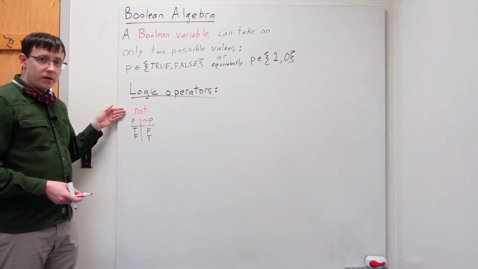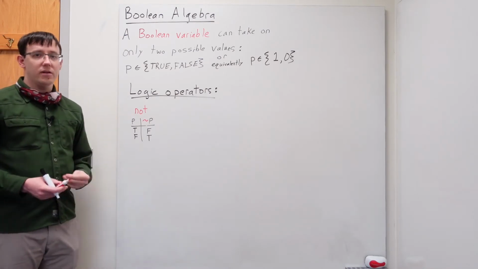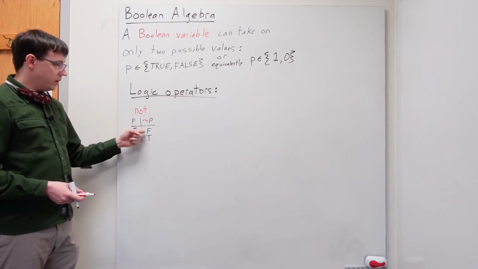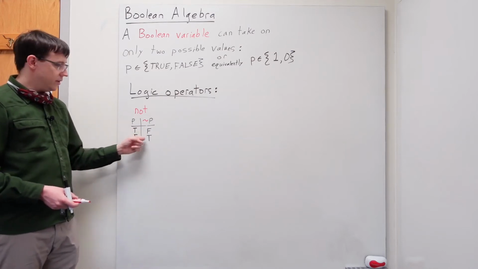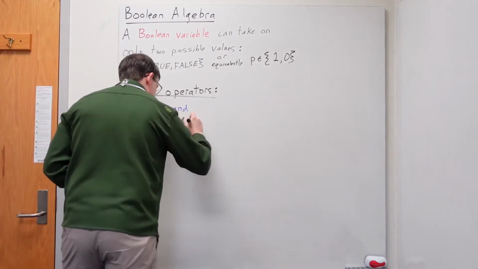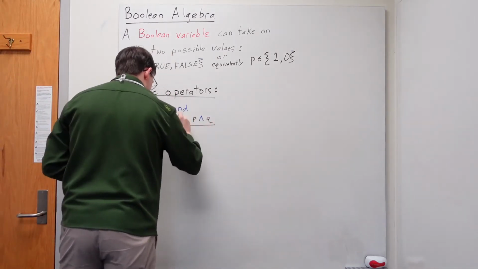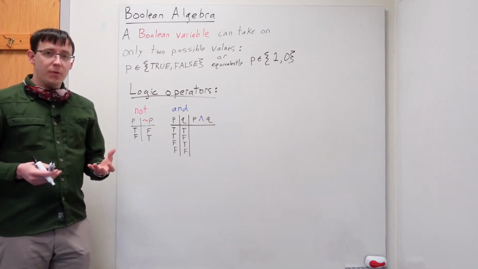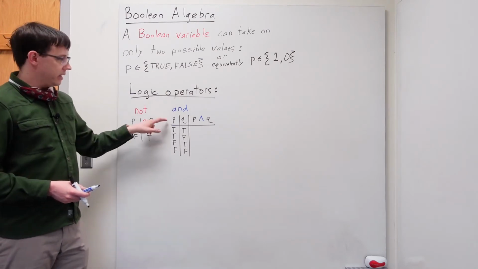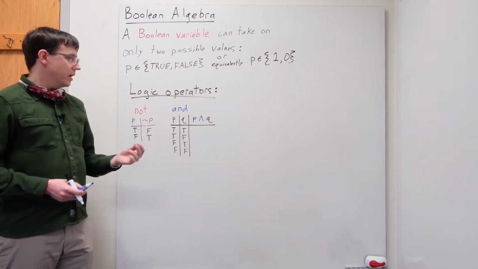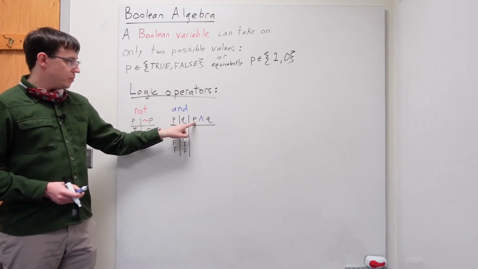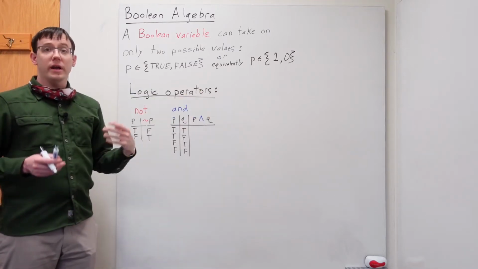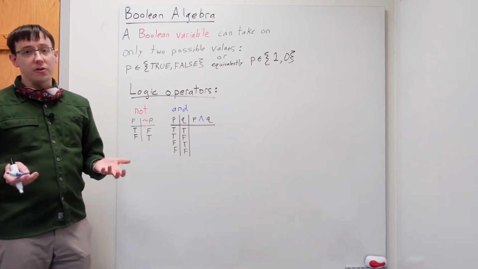The not operator applies to a single statement, like the variable p, and flips its truth value. So if p is true, not p is false, and if p is false, not p is true. The AND operator applies to two statements, like the variables p and q, and the AND of p and q is true when both of the variables are individually true, and it is false otherwise.